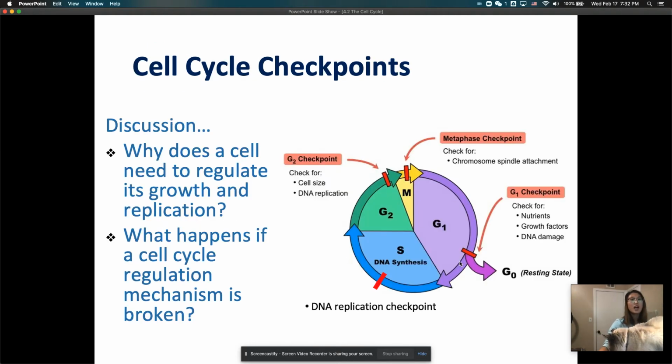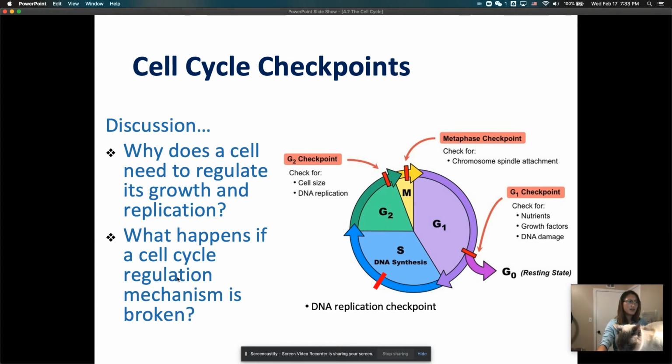Okay. So two questions for you. We got these checkpoints. I kind of mentioned it a little bit. Why does a cell need to regulate its growth and replication? Why can't they just be dividing all the time? Why would that be a problem? You can write down the answers in your notebook.